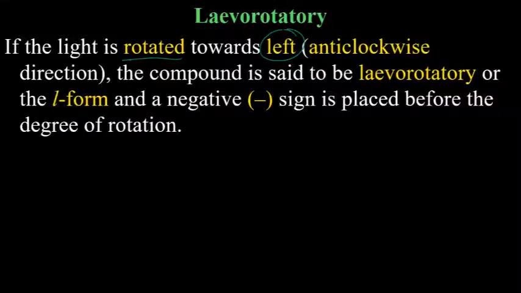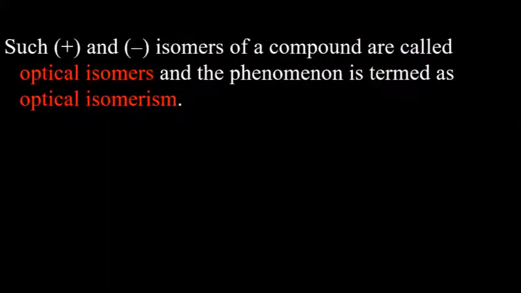So in this case, we have a solution of that alkyl halide in a Nicol prism, and we are passing light through it. Light gets rotated either right side or left side. If right side, dextrorotatory. If left side, levorotatory. Dextrorotatory is represented by plus sign. Levorotatory is denoted by minus sign. So these plus and minus isomers of a compound are called optical isomers, and this is known as optical isomerism.